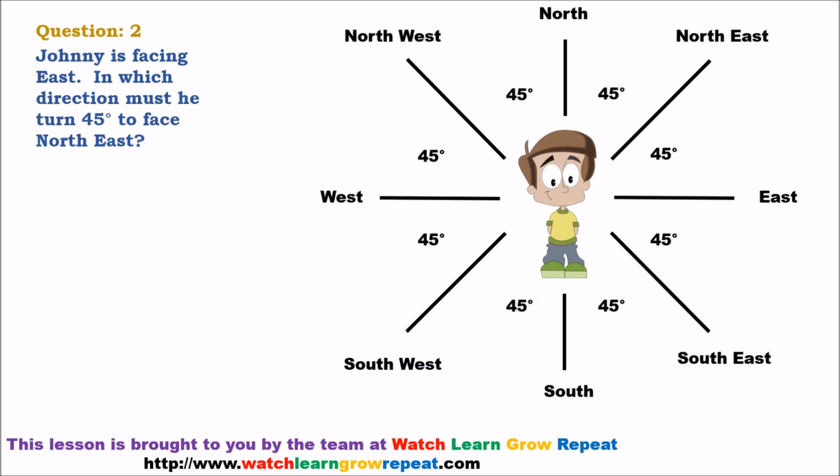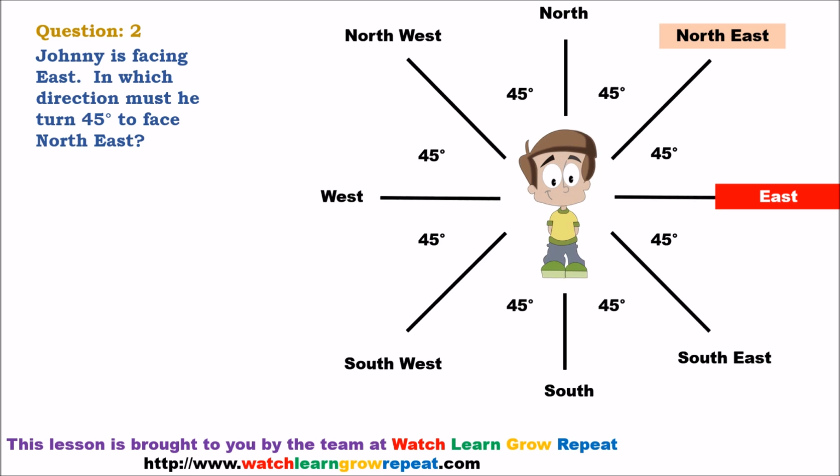Question 2. Johnny is facing east. In which direction must he turn 45 degrees to face northeast? The question says that Johnny is facing east initially, and then he turns 45 degrees, and now he's facing northeast. So which direction should he have turned, clockwise or anti-clockwise, in order to end up facing northeast?